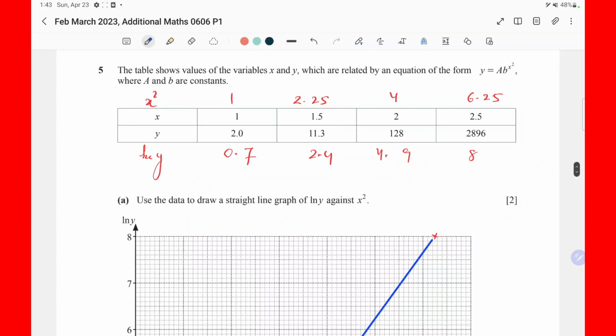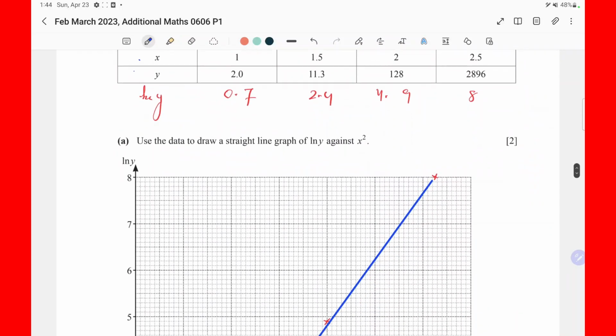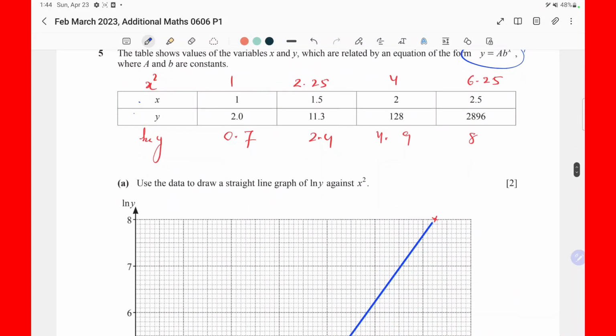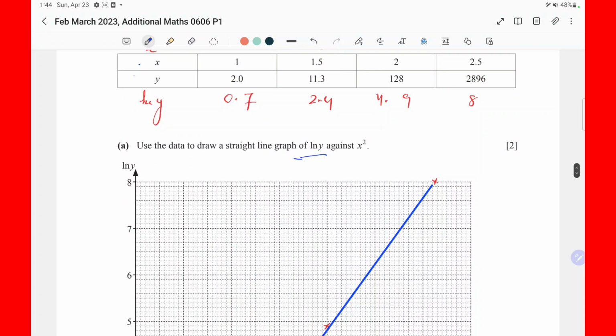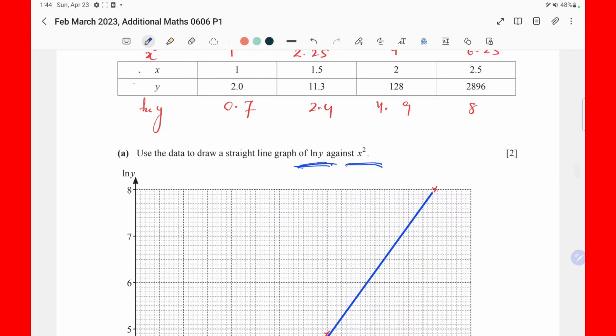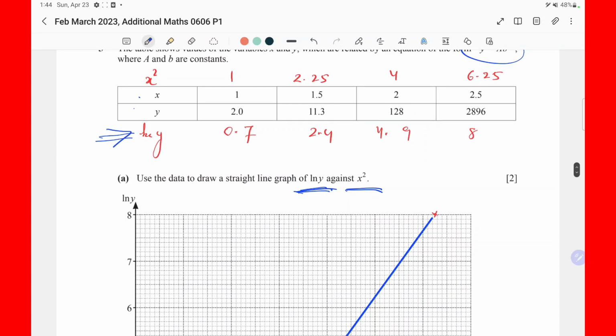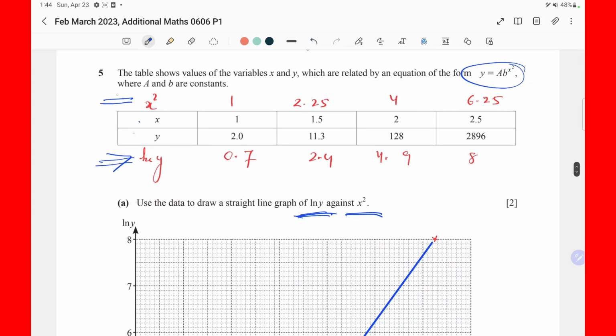Now come to question number 5 that says: the table shows values of the variables x and y which are related by the equation of the curve y equals a b to the power x square, where a and b are constants. So here x and y were given. Use the data to draw a straight line graph of ln y against x square. So I need ln y as well, that's why I need to form the ln y row, and I need x square, that's why I have written x square.